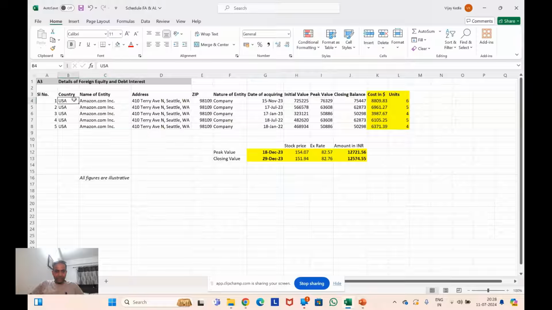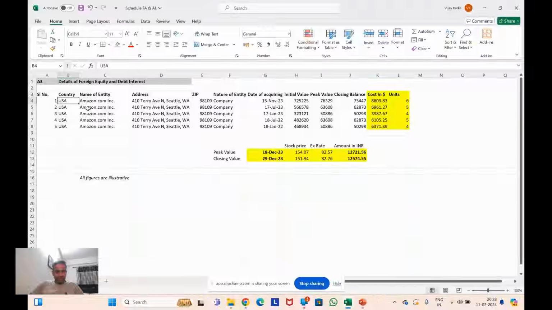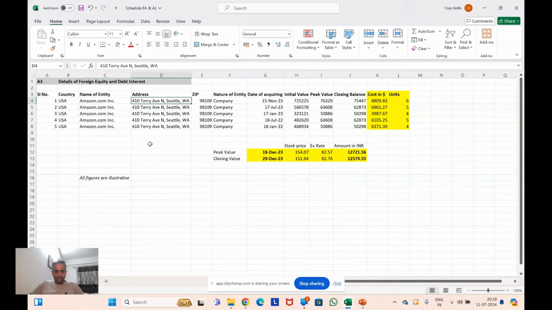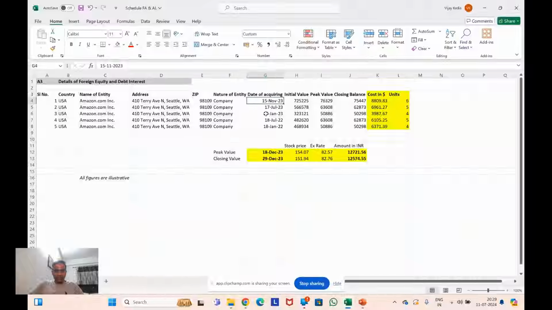First of all, you need to fill the country. You need to select USA if your company headquarters is located in the US. You fill the name of the entity, then the headquarter address, zip code, and the nature of the entity will be company. And then you fill one entry for each date when you acquired that stock. It's also called vesting. So if you got your stocks on five different dates, then you need to make five entries here.